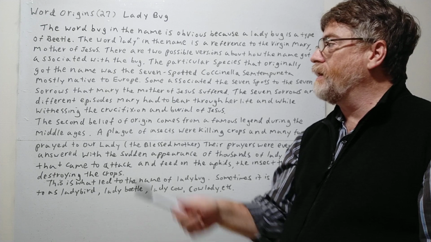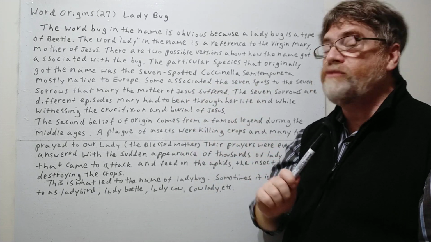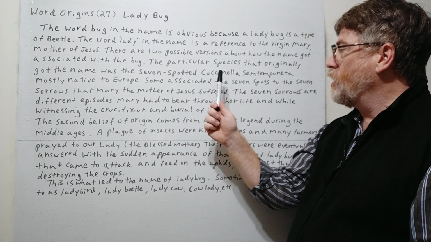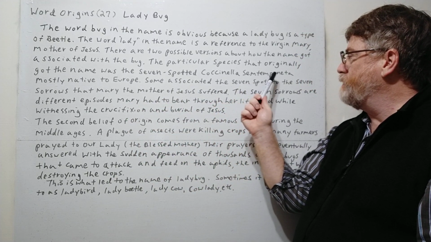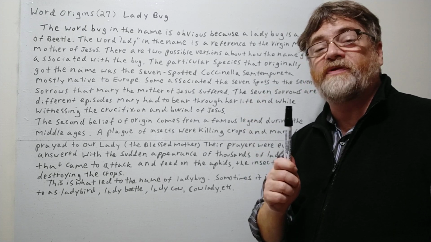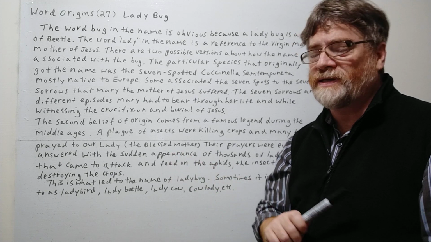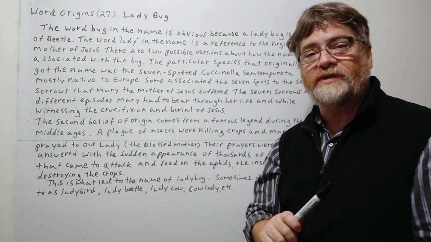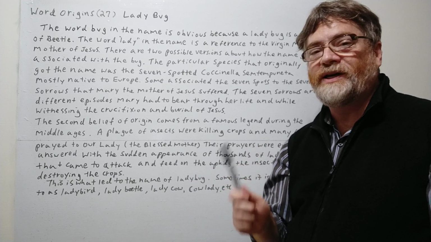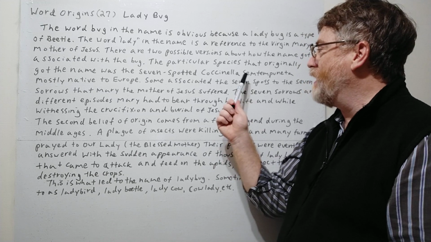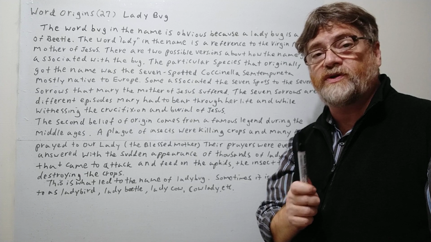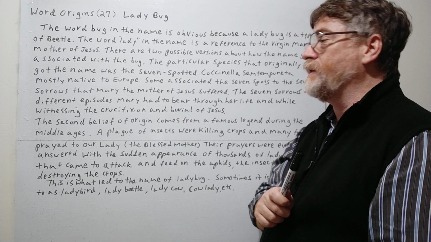The particular species that originally got the name was the seven-spotted Coccinella septempunctata. Well, hopefully I pronounced that correctly. That type of beetle actually had 7 spots. I can always remember when I was a kid, they used to tell you that the spots were the age of the beetle or something like that. But of course, that's probably not correct. The 7 spots is why the first version connected it with the Virgin Mary.